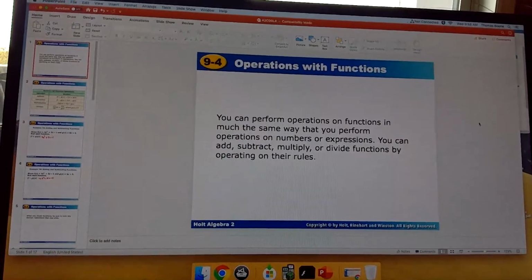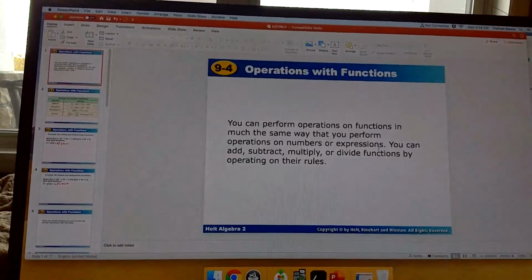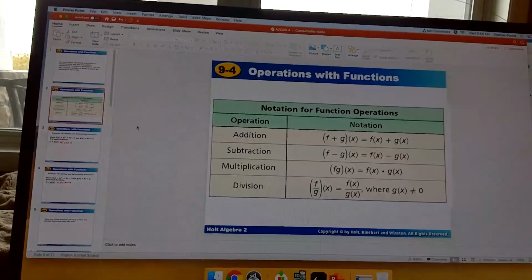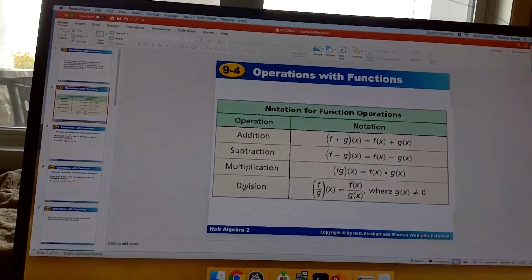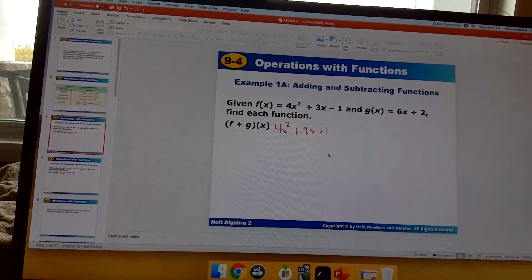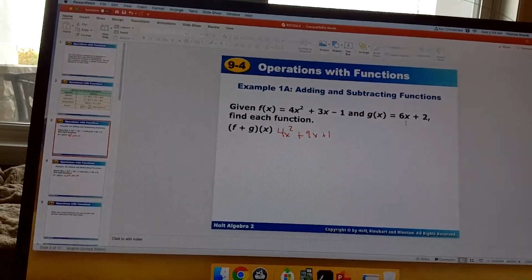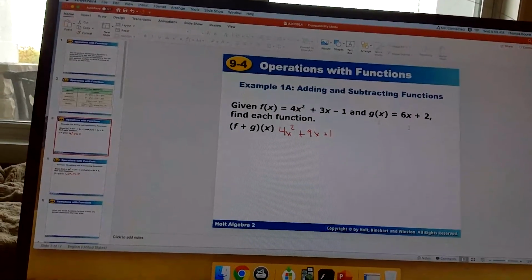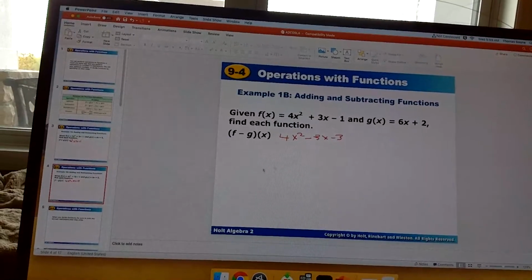All right, we're back here with section 9.4, operations of functions. So as we take two functions, we can do different things. We can add them, subtract them, multiply, or divide. Now, again, if we just do addition, it's just like we've done before, add the like terms. Well, nothing to add to the 4x squared, but 3x plus 6x is 9x, and negative 1 plus 2 is plus 1. Pretty easy.